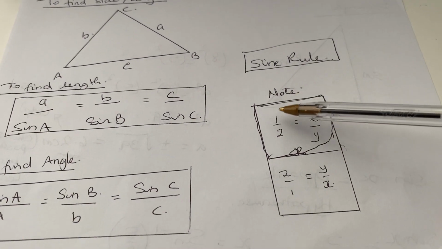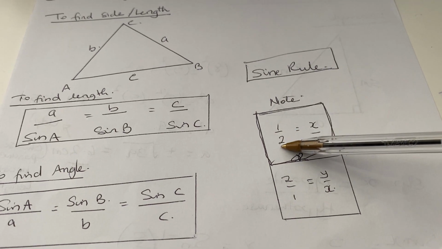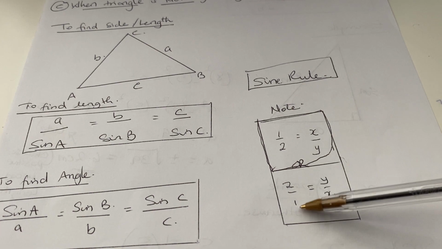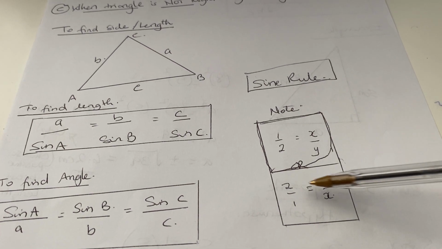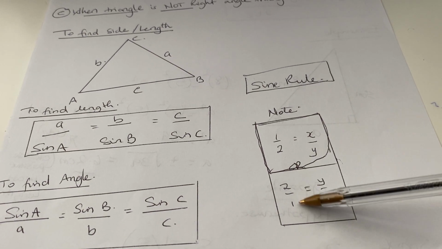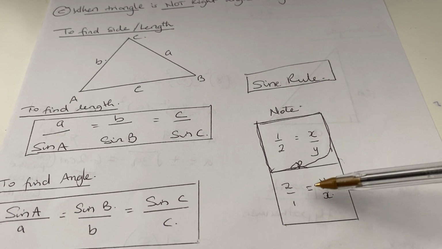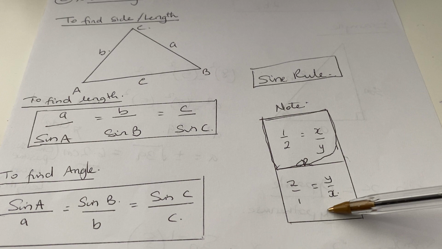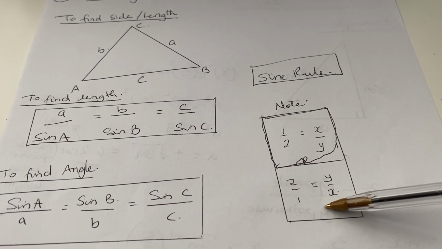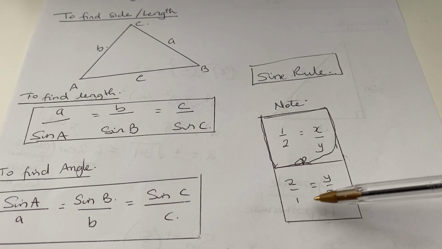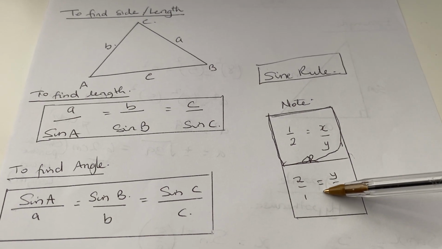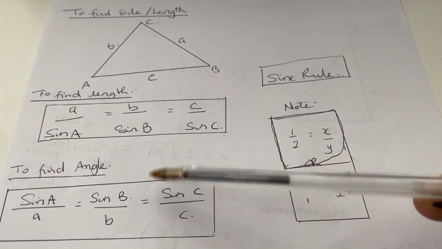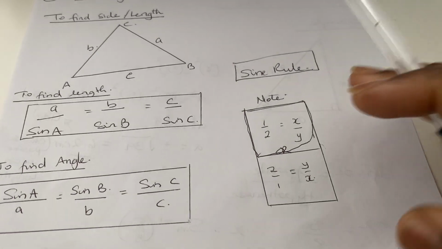So as I said here, if you have 1 over 2 equals x over y, and you flip it upside down, both sides, not just one, 2 over 1 should be equal to y over x. I spoke about this in one of the higher questions, okay? So take note of that. So you can use the sine rule in this form or in that form.